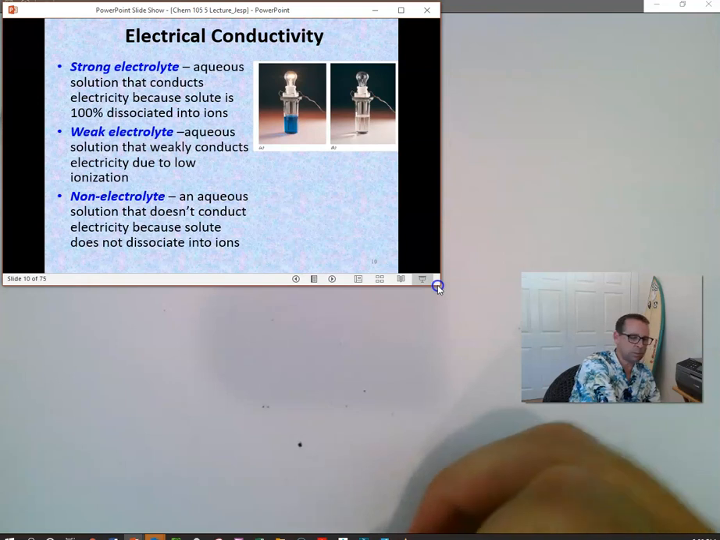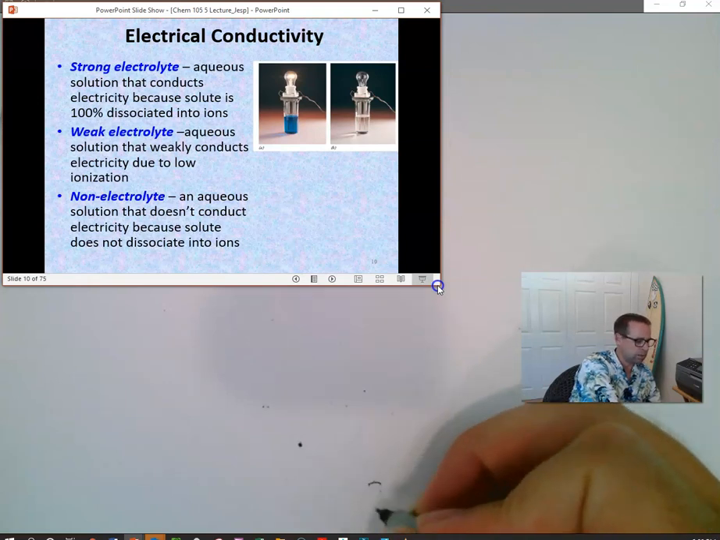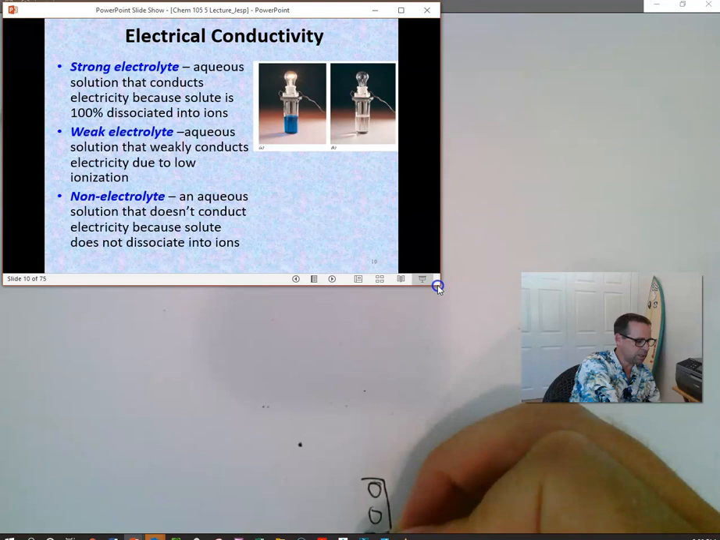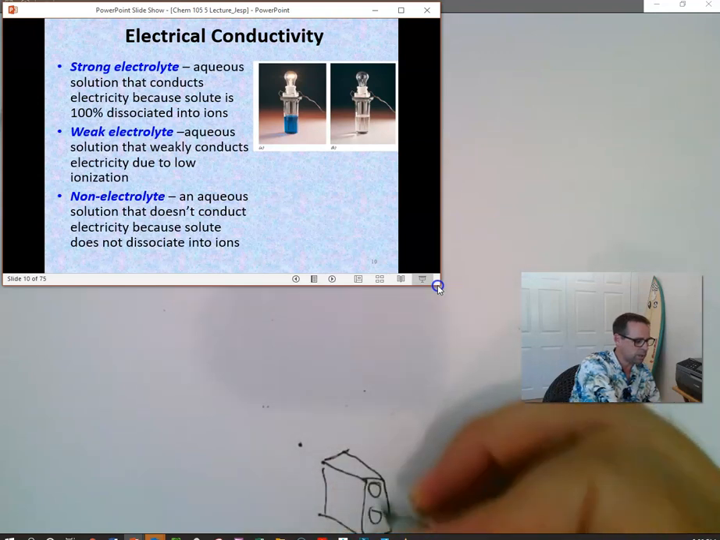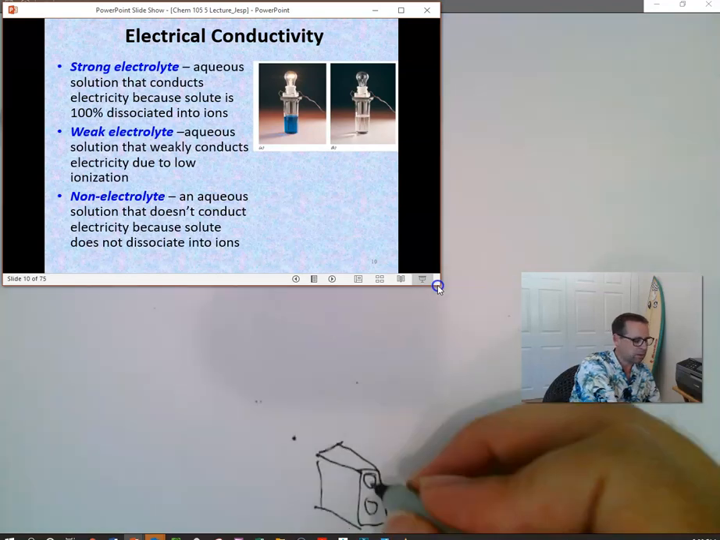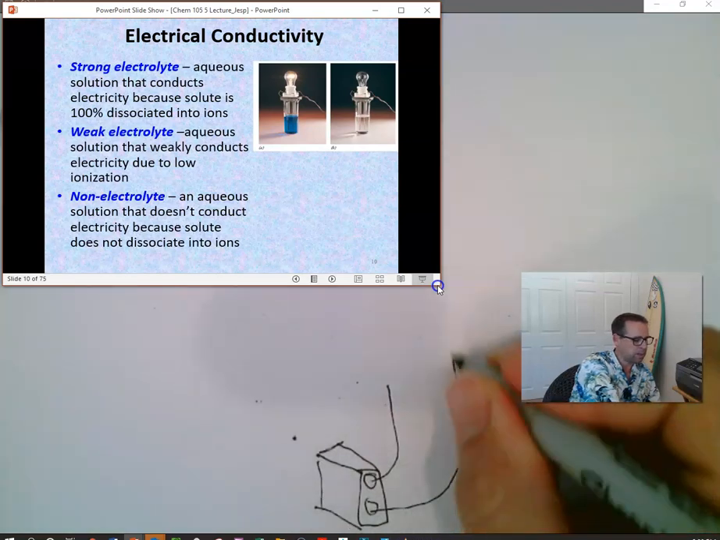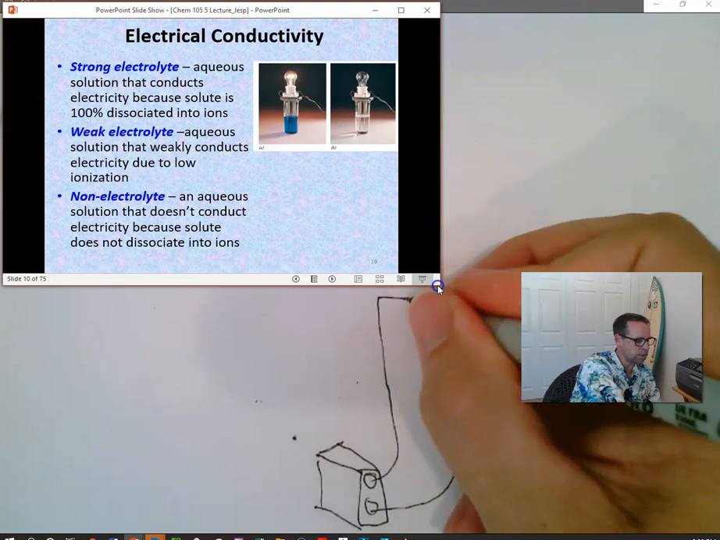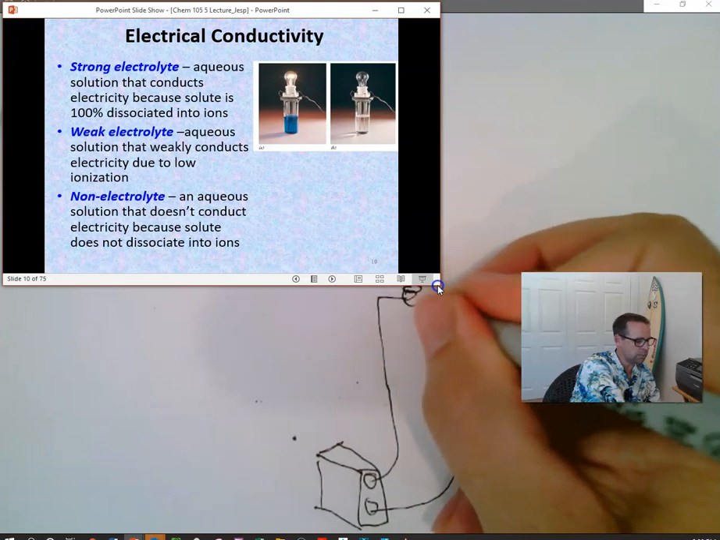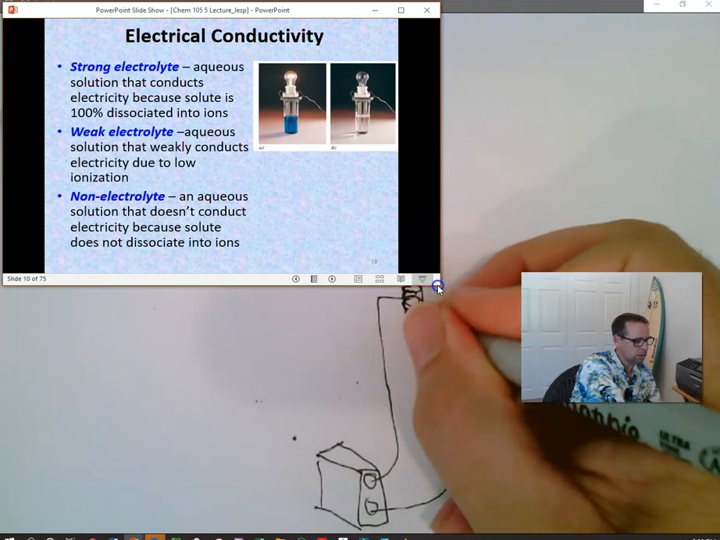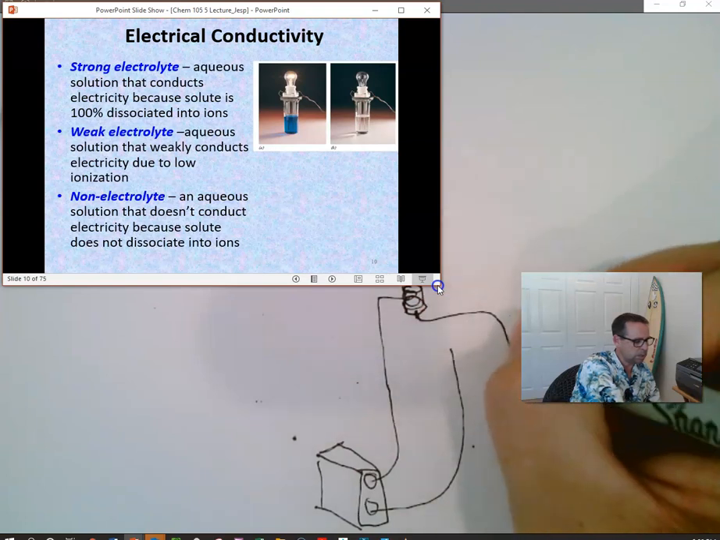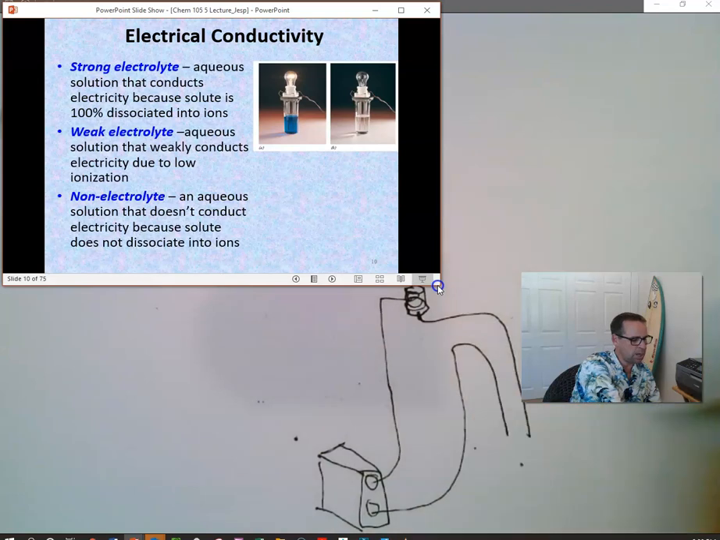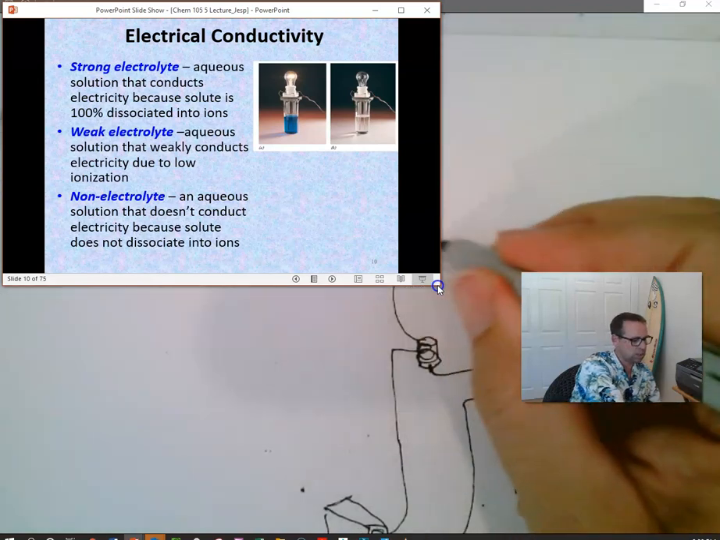So let me draw here. Now, we don't want to make anybody think that conductivity means that we're creating energy, because we're not creating energy. But I have a battery here, and this end of the battery is going to touch the side of the light bulb. And this end right here is going to touch the bottom of the light bulb. However, we're not going to let these wires touch together.